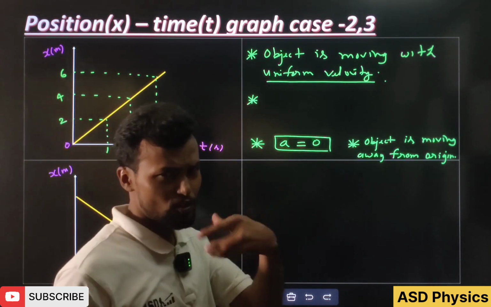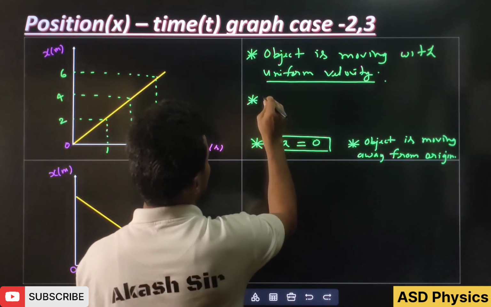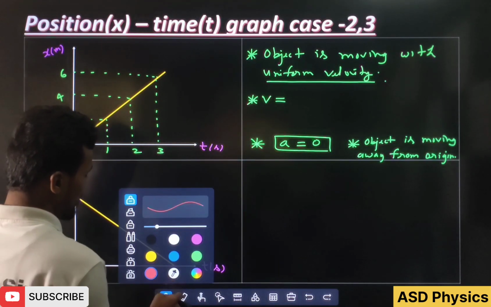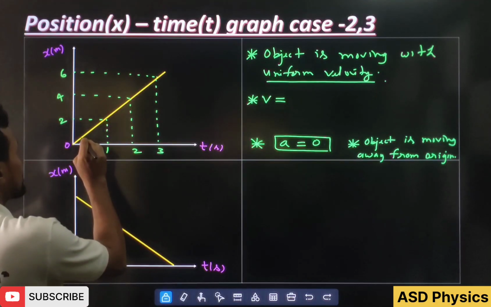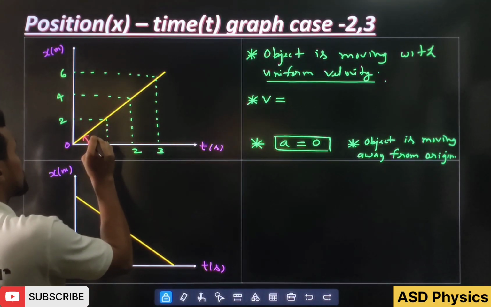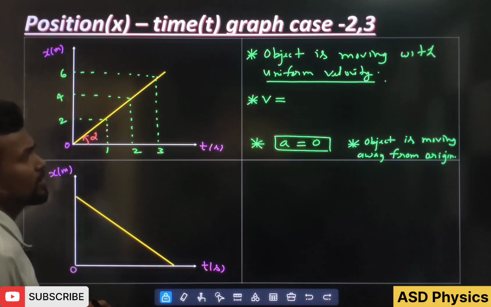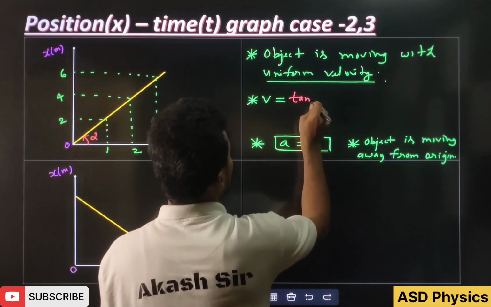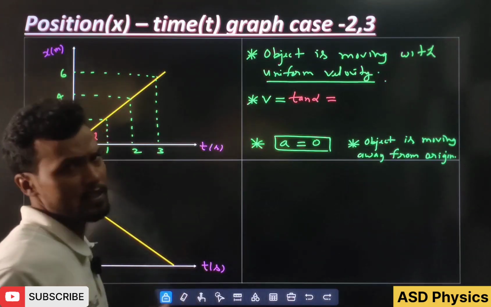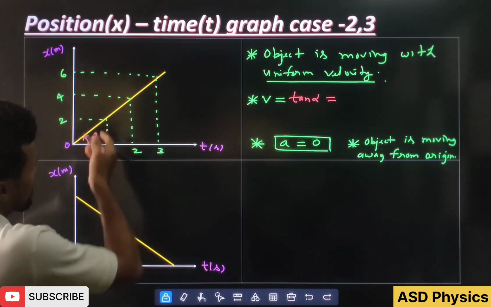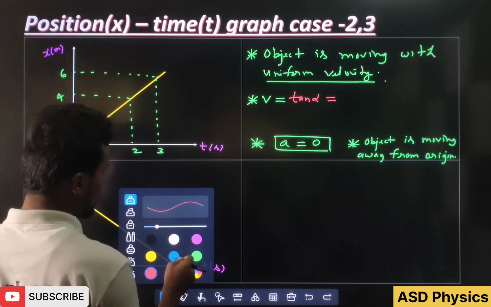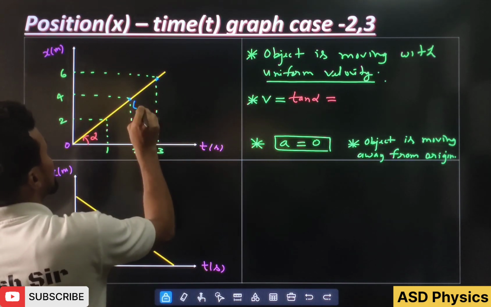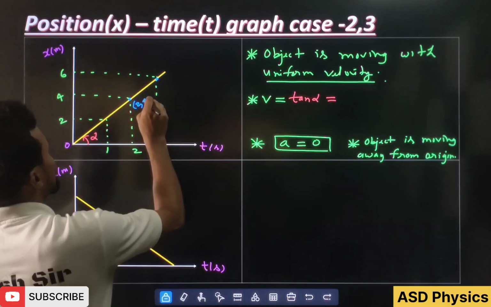I left this part because I am going to calculate the value of this uniform velocity. Whenever the graph is a straight line, we can directly calculate the velocity. If this angle is alpha, or you can write theta also, no problem, then v equals tan alpha. It is an acute angle, so the velocity will be positive. To calculate the velocity, I can take any 2 points. I have taken the points here, and the coordinates are 2, 4.